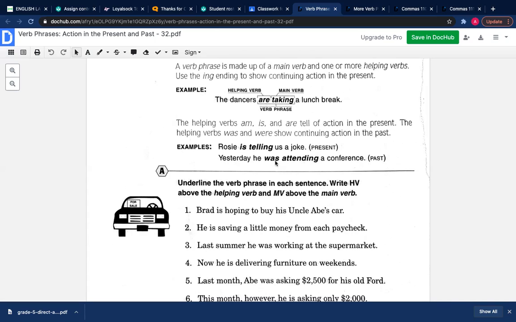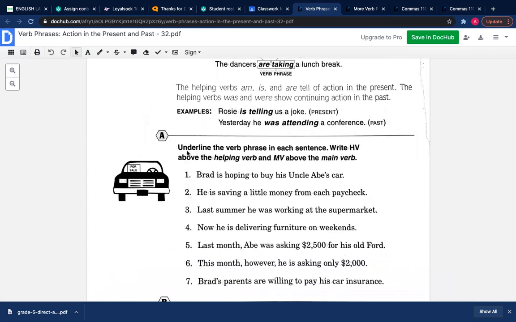Yesterday, he was attending a conference. Okay? Was attending happened in the past. It was something that happened. Okay? This is our main verb, attending. This is our helping verb, was. And this is our verb phrase, was attending.